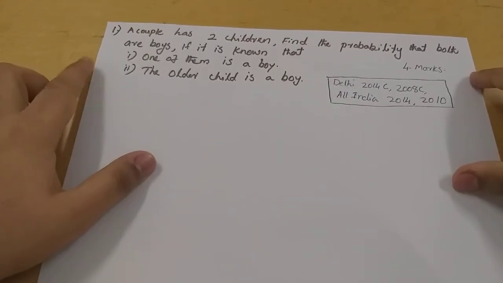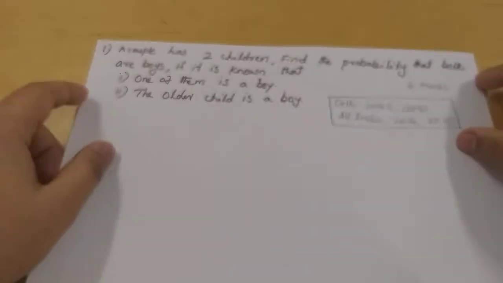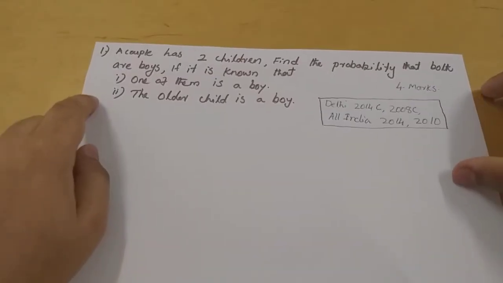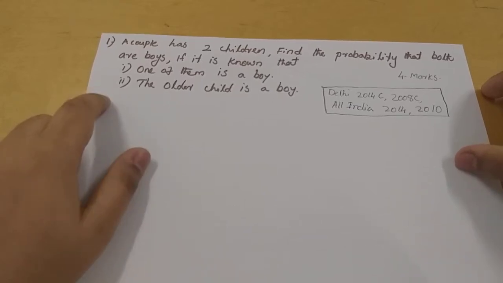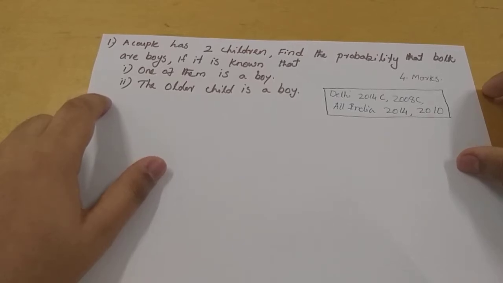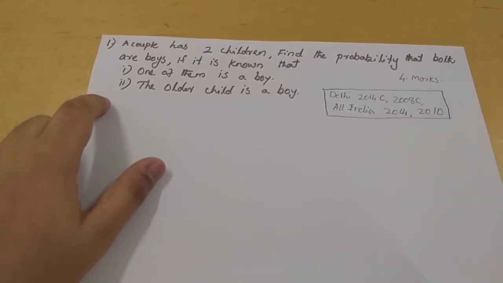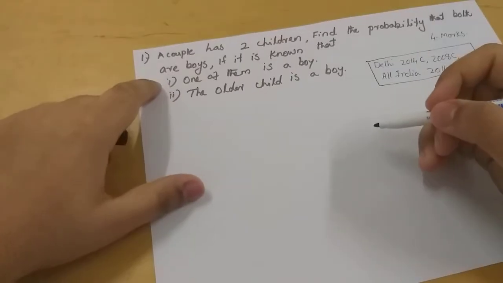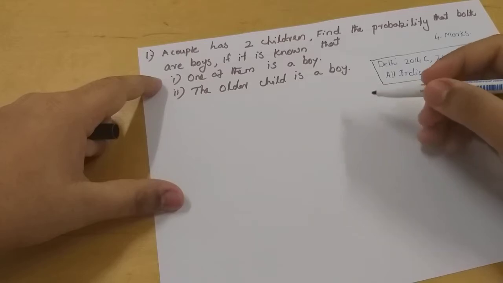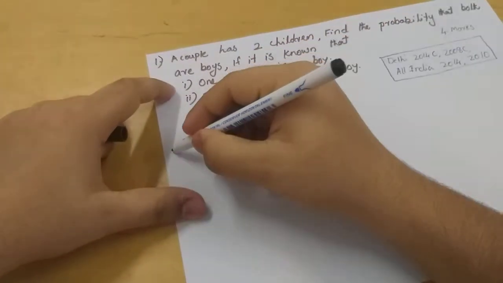So this is our first question. A couple has two children. Find the probability that both are boys if it's known that 1. One of them is a boy, and 2. The older child is a boy. So let's look at this question. First thing, it's given that a couple has two children.